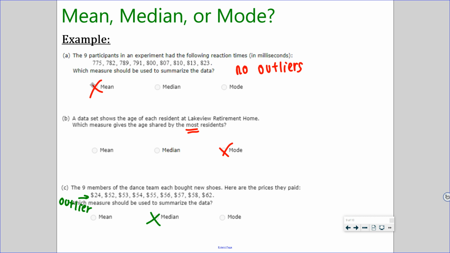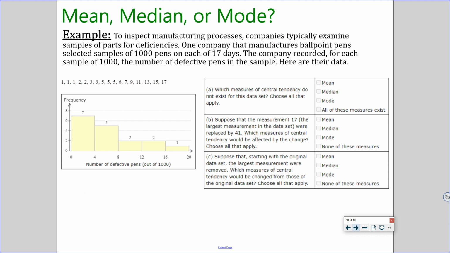One more with a histogram. To inspect manufacturing processes, companies typically examine samples of parts for deficiencies. One company that makes ballpoint pens selected samples of 1,000 pens on each of 17 dates. The company recorded for each sample of 1,000 the number of defective pens, and here's their data. They listed it out for you right here, and they also graphed it on this frequency histogram. Which measures of central tendency do not exist for this data set?